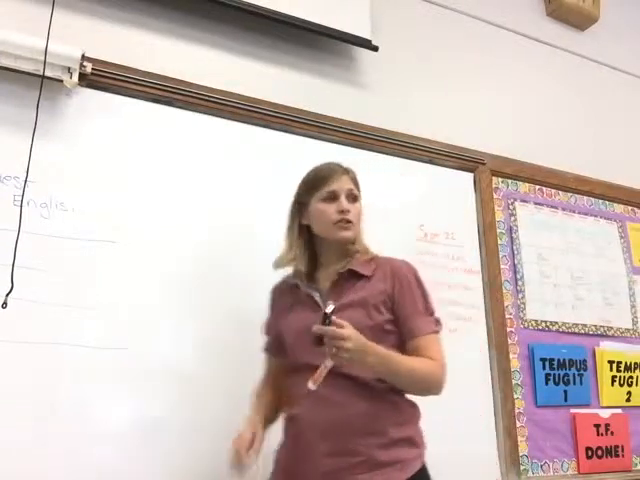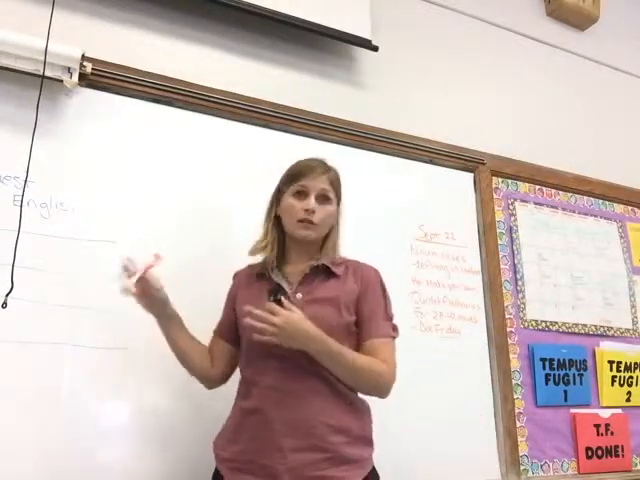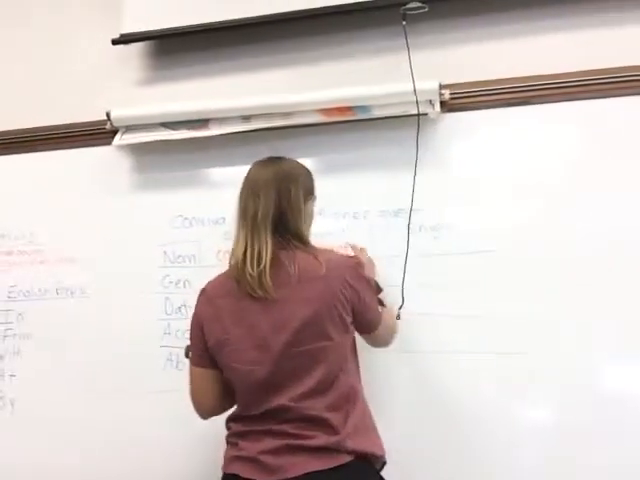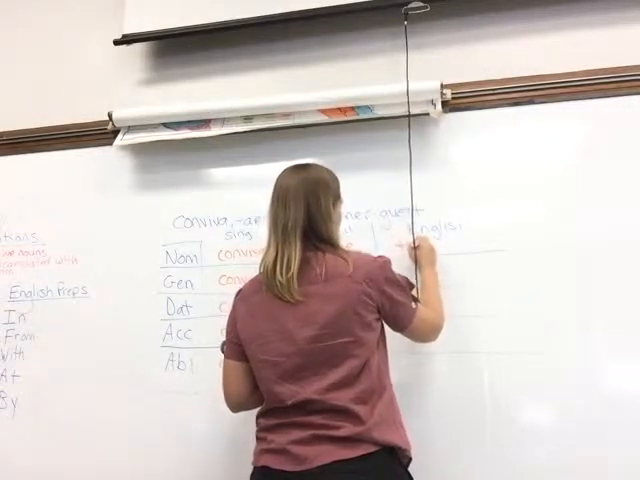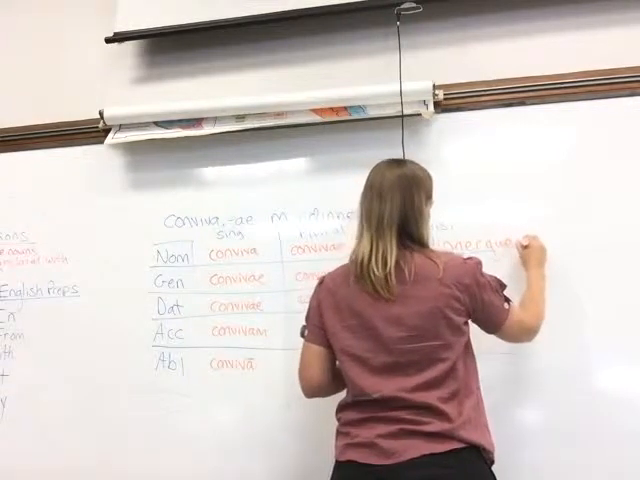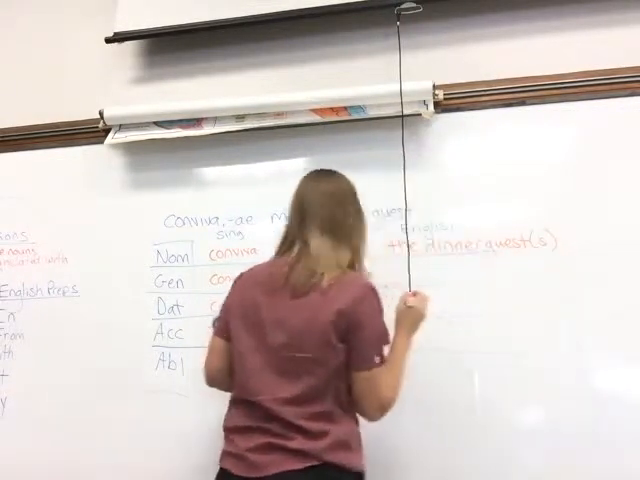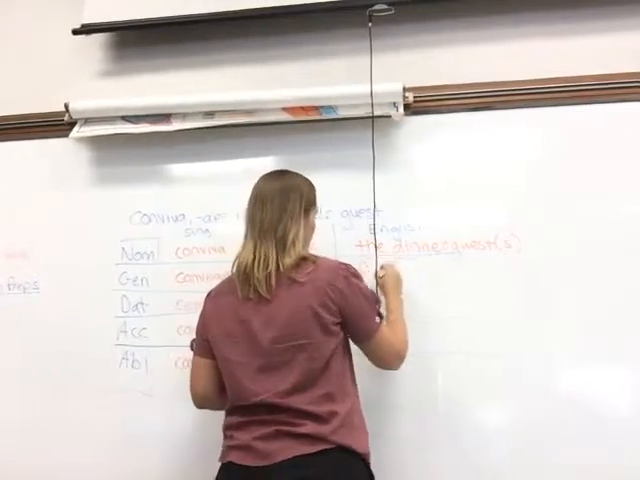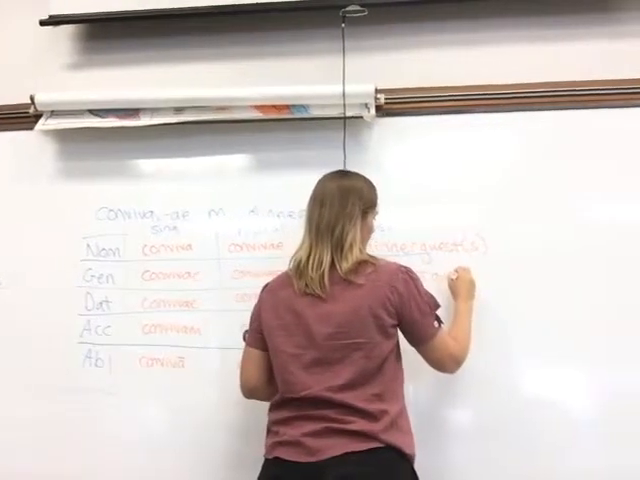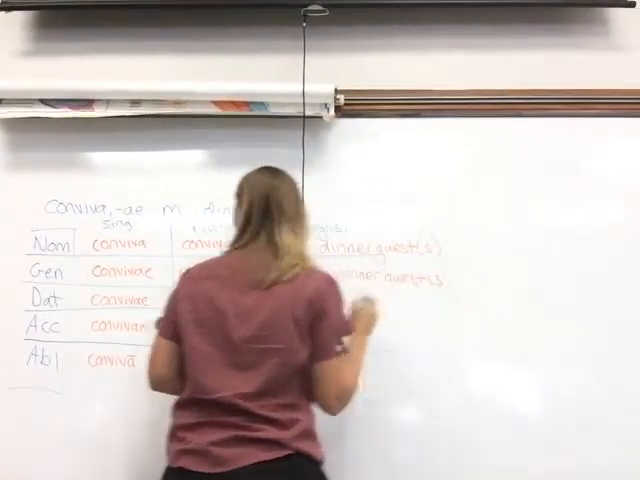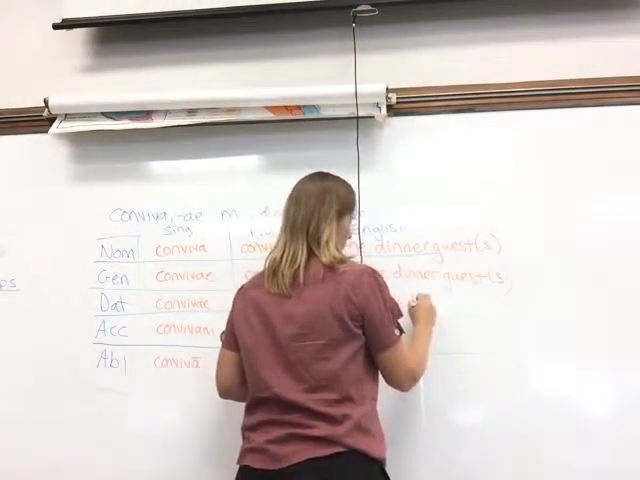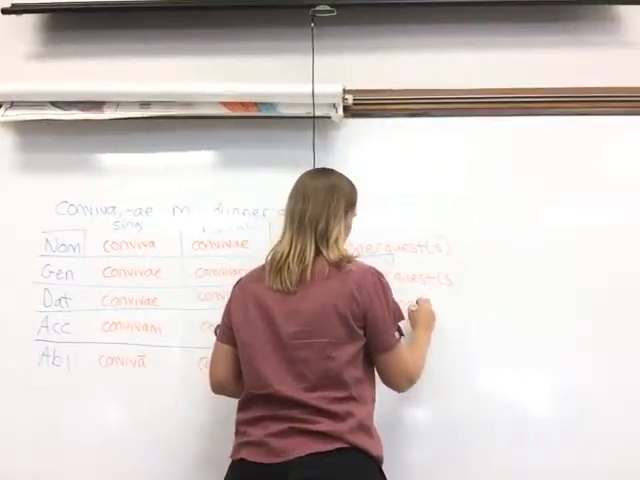So now we're going to plug in our generic translations for the declined versions of this noun. The nominative means that if conviva or convivae appears in the sentence, you would translate it as simply the dinner guest(s). The genitive generic translation: of the dinner guests. Dative: to or for the dinner guests.